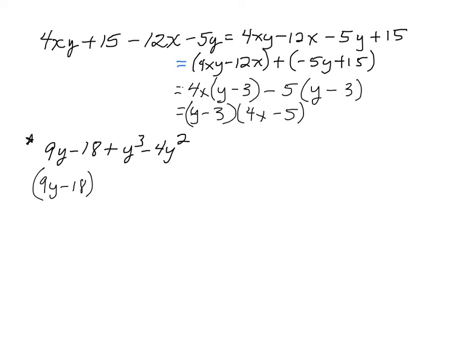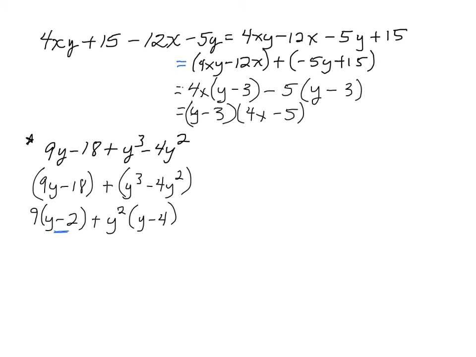Now y minus 18 plus y cubed minus 4y squared. Let's factor out what? A 9 here, and it leaves us y minus 2. We can factor out a y squared, and it leaves us a y minus 4. That's not helping me any, because I have a y minus 2 here and a y minus 4 there. That's not what we need. So that arrangement won't work.